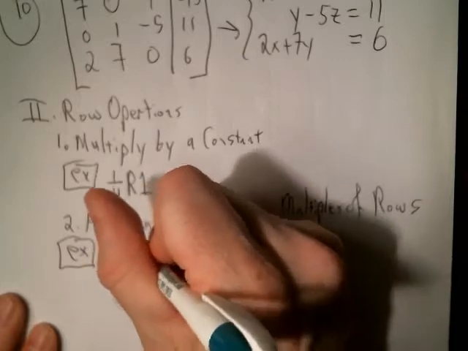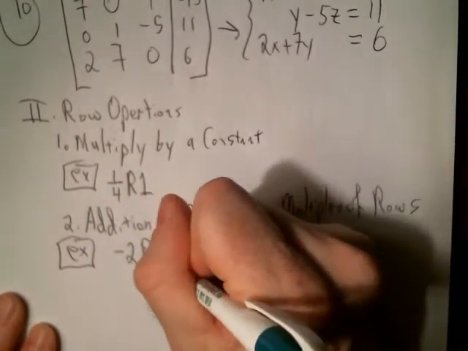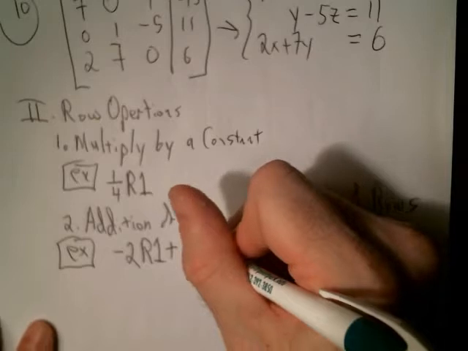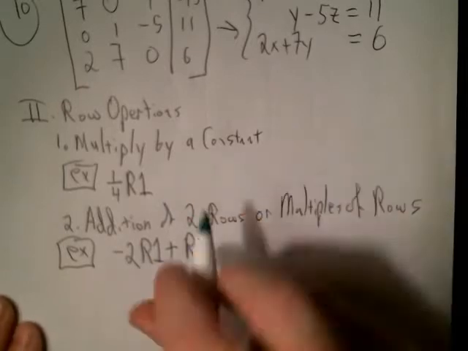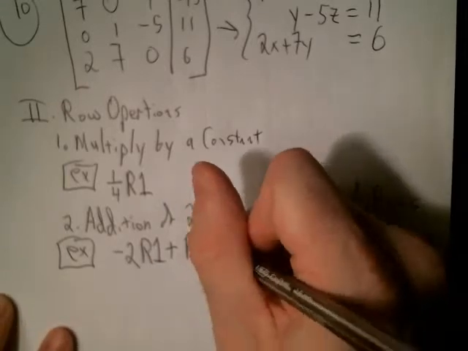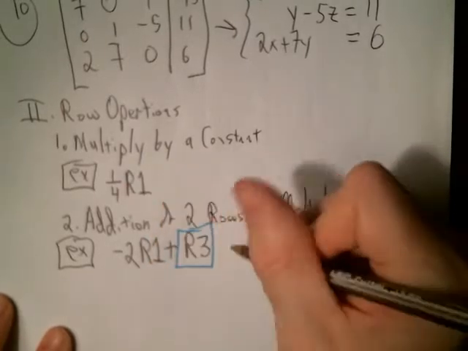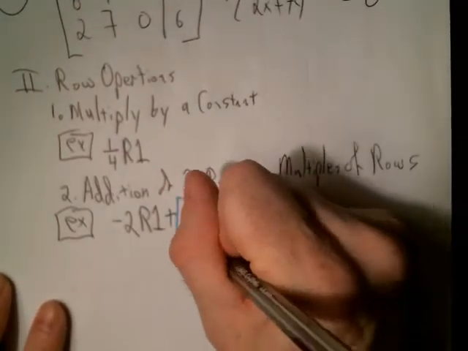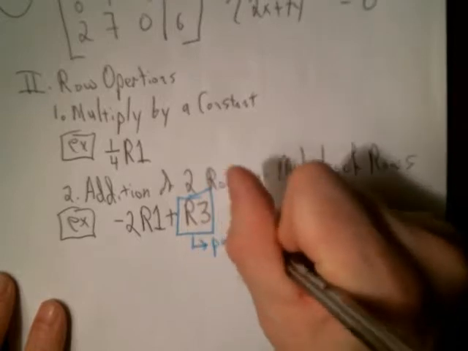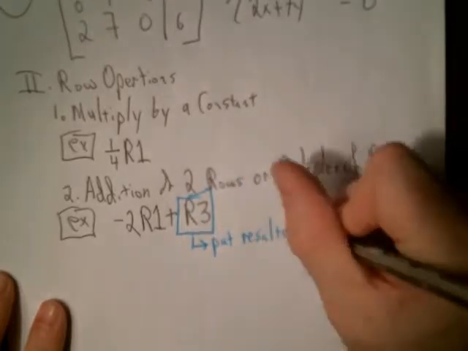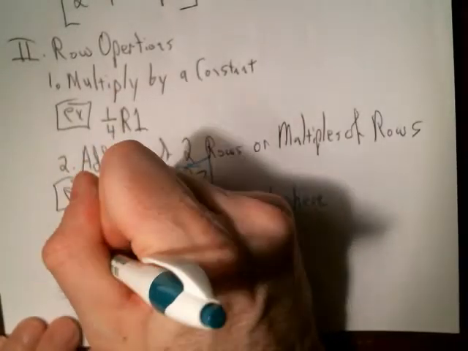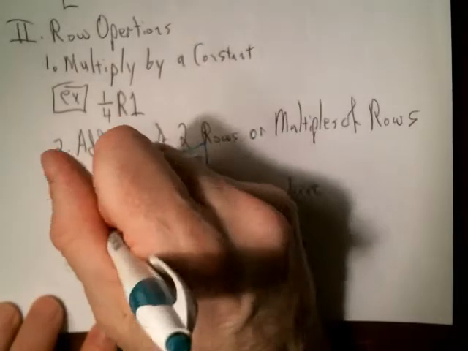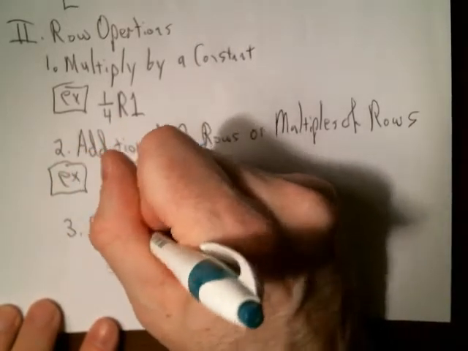For example, -2 times row 1 plus row 3. Okay? So typically you're not going to multiply this guy by anything. It's this guy you multiply by. And then furthermore, you're storing the resulting information in row 3. So that's where you put the results. Okay. Then finally, number 3, the newer operation is just swapping rows.